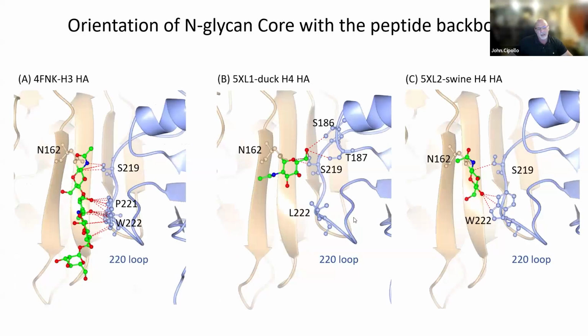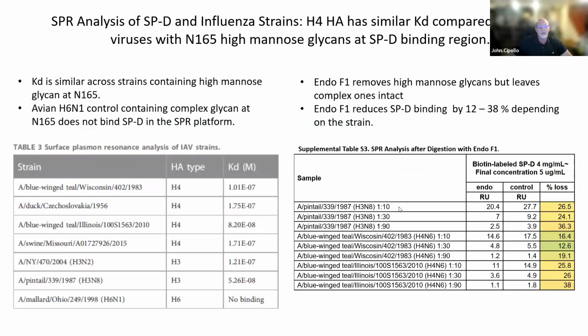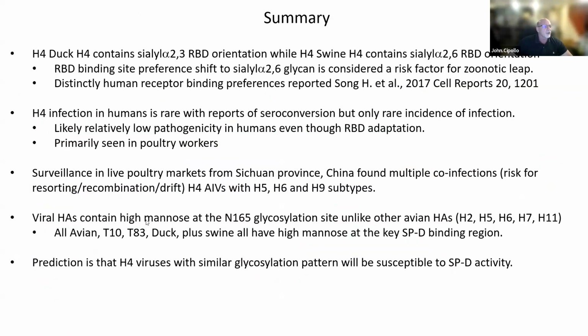So probably less of a risk, but still. All right, so summarizing, H4 is making this shift, so it has this ability, and it apparently is mixing in that mixing bowl with avian and swine and human, either swine workers or other poultry workers, and it does seem to have this ability.